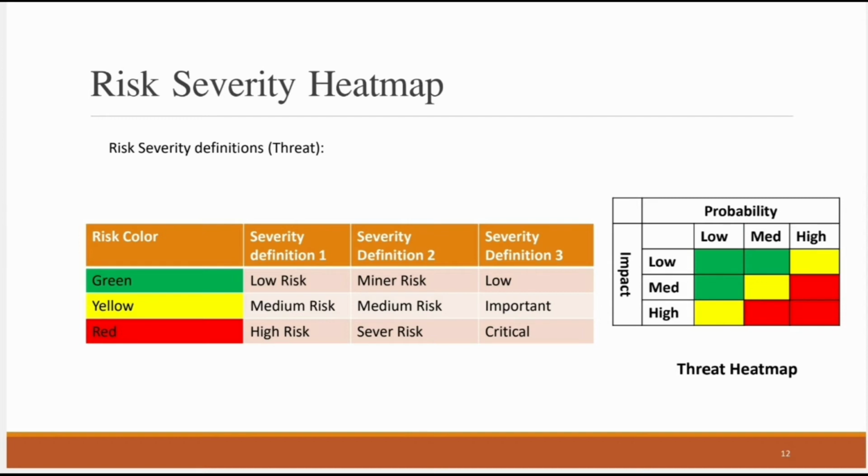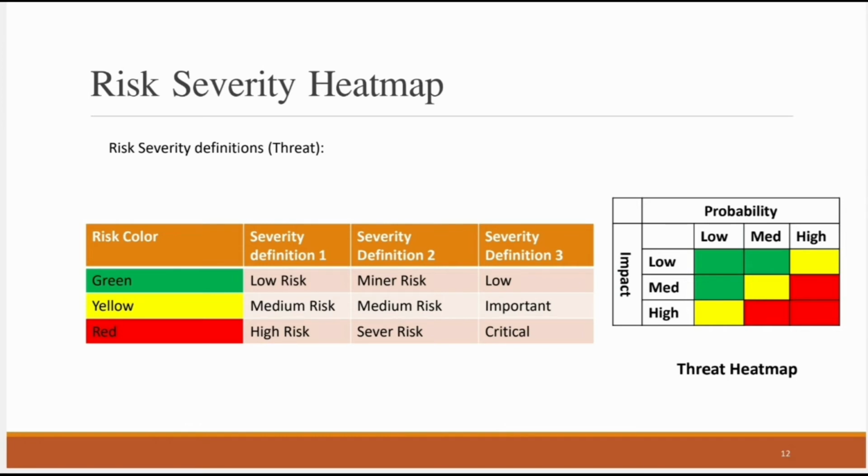We'll see that the green, in the first definition option, we said that the green could be low risk, the yellow is a medium risk, where the red is a high risk. A different definition we could have for the risk by saying minor risk, medium risk, severe risk. Green is minor, yellow is medium, and the red is severe. Or you can say low risk for the green, important risk for the yellow, critical risk for the reds.